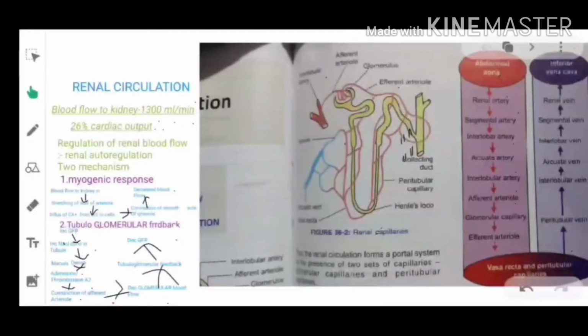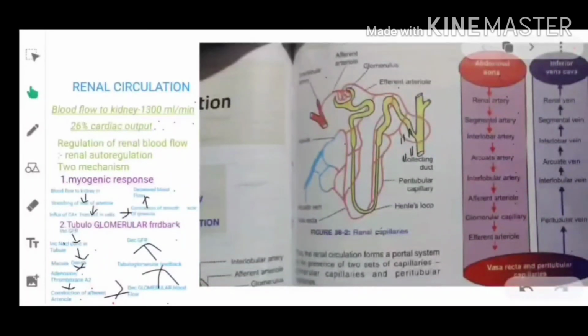Now, regulation of renal blood flow, or renal autoregulation. Why is it called renal autoregulation? Because our organ, the kidney, has an intrinsic ability to regulate its own blood flow. Therefore, it is called renal autoregulation. Kidney does this by two mechanisms. First is the myogenic response and second is tubuloglomerular feedback.